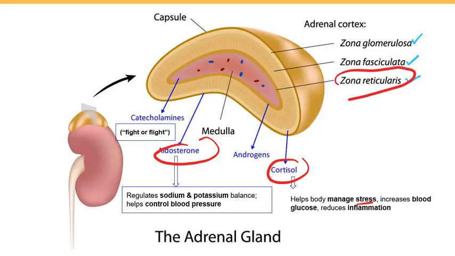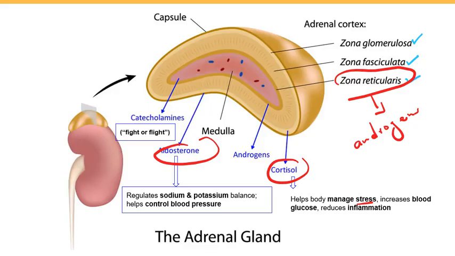So let's get to the zona reticularis and what hormone it makes. Zona reticularis, which is the innermost layer, produces androgens, which are male sex hormones. That's the reason even in females, low levels of androgens are produced by this layer, because sex hormones like testosterone are produced by the testes in males. But in females, we always have a low level of androgen that is coming from this zona reticularis layer of the adrenal cortex.